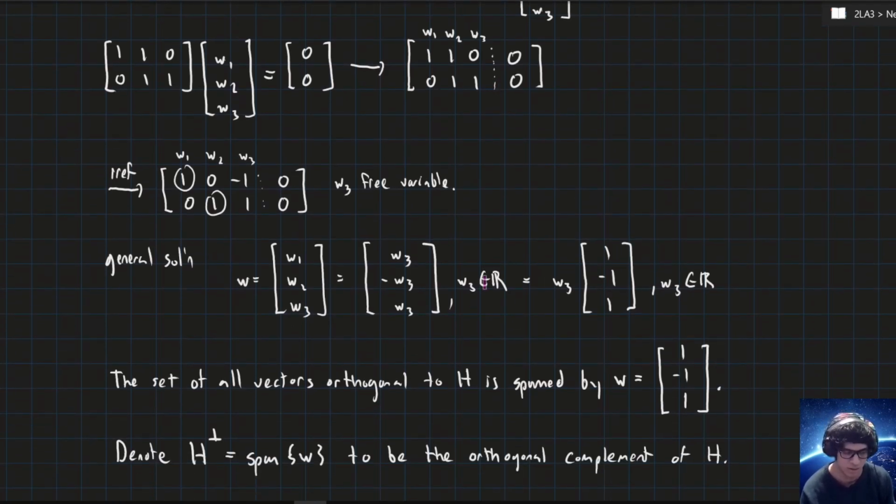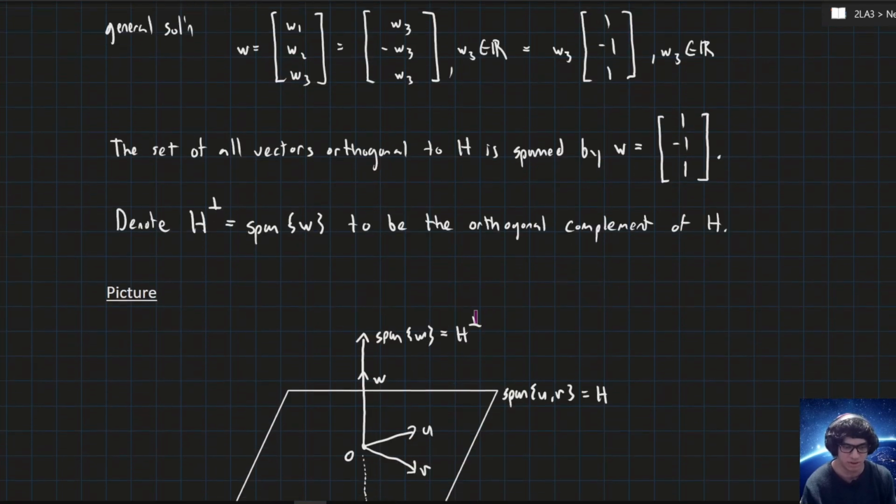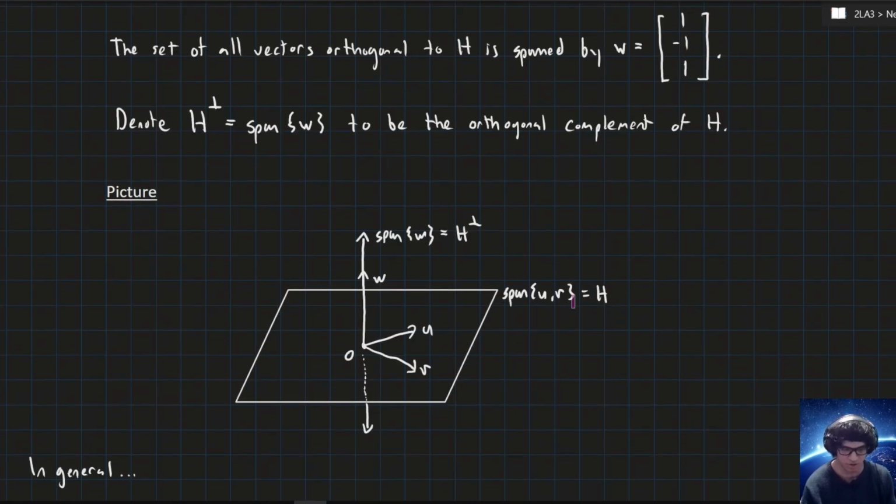Okay, so we're going to denote H perpendicular, or H perp, as the span of W, to be the orthogonal complement of H. Okay, so let's see what that looks like in a picture.